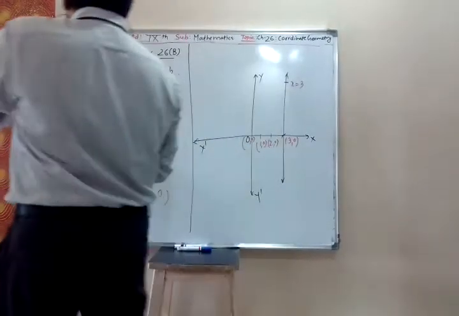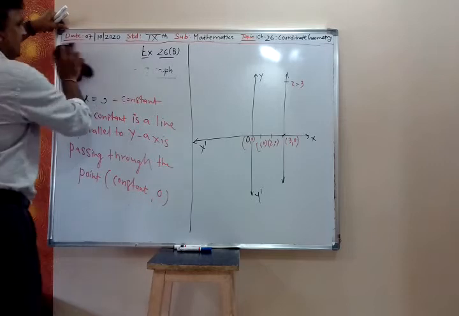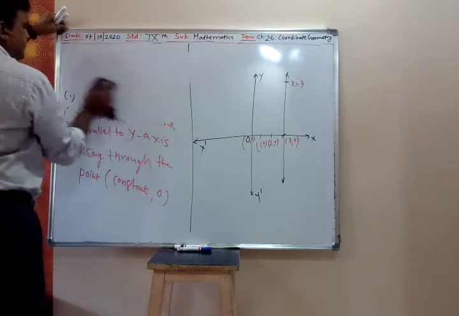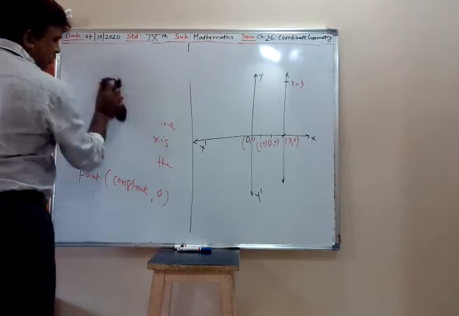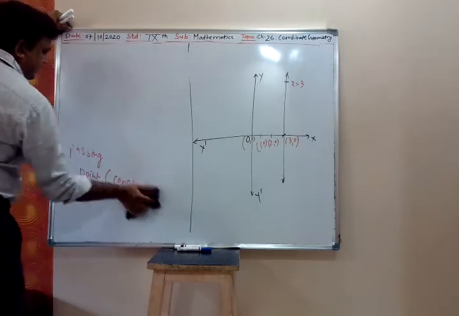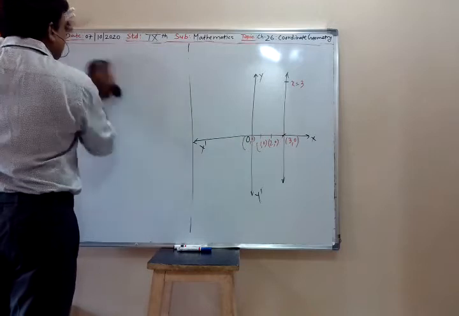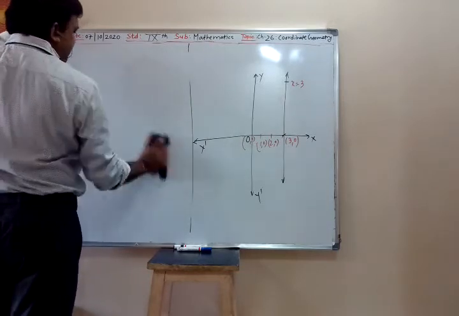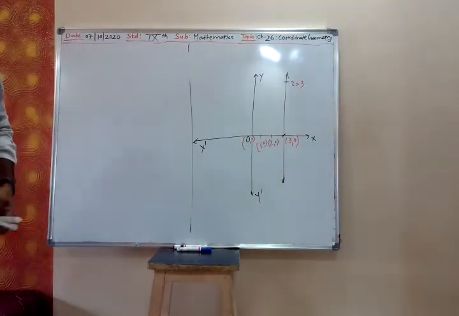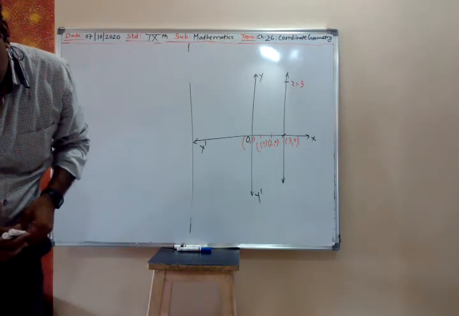But this you remember, x is equal to constant, means number, is a line parallel to y-axis. This basic result you have to remember. x is equal to constant is a line parallel to y-axis. Now which one, tell me? Fourth one is same. Let me do.